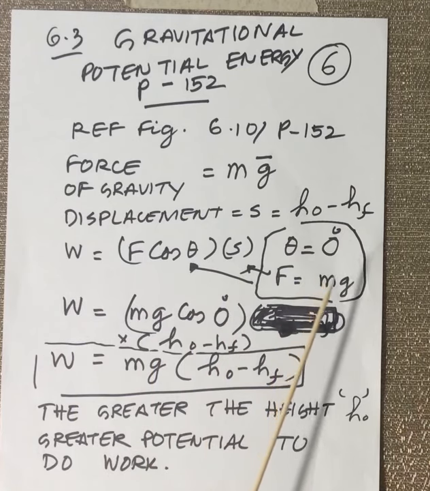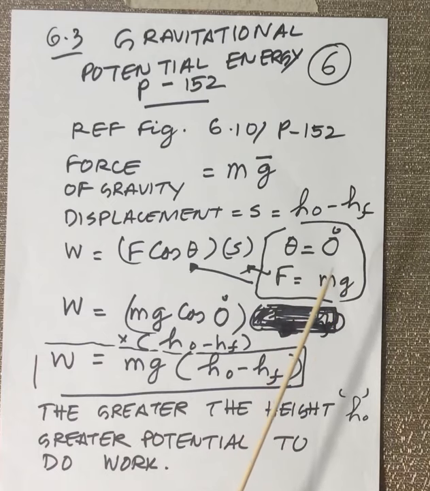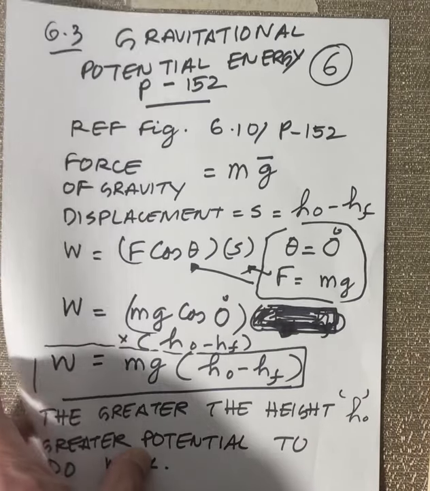Here theta equals 0 degrees and your F is mg, which is mass times acceleration due to gravity. So finally we get work done equals mg times (h0 minus hf), the difference in the height. So the greater the value of h, the greater the potential energy, or potential to do work.